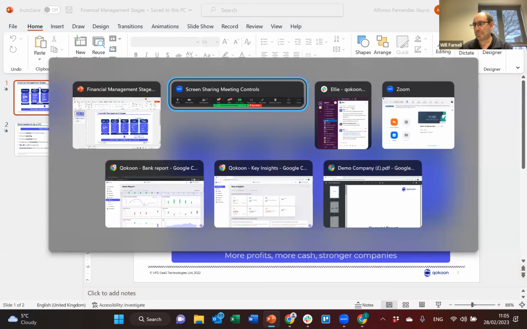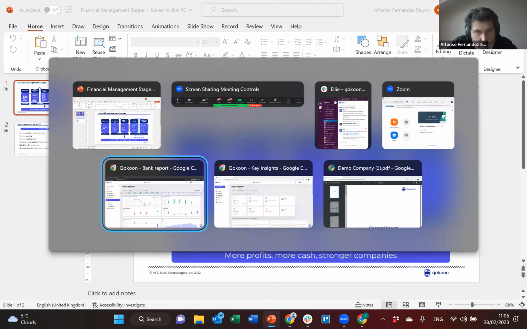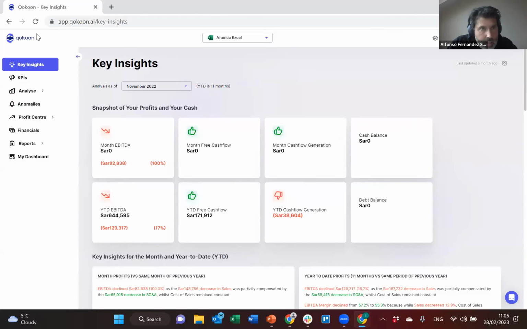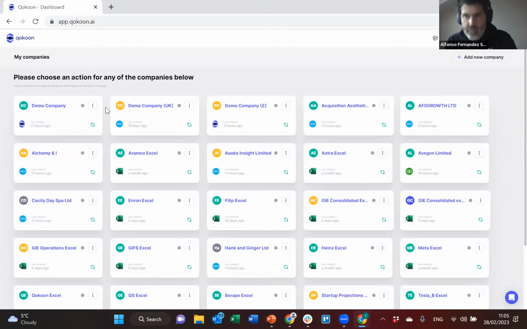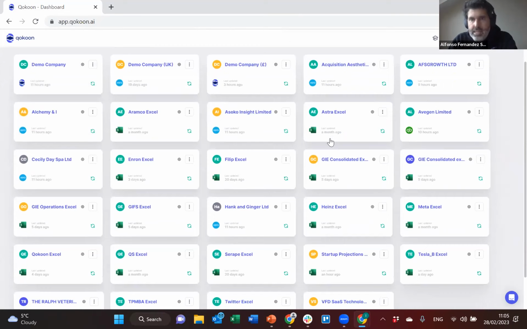Excellent. Let me very quickly go to Qokoon. And I'm just going to go to my, so you can see the screen, right? Yeah, all good. Okay. So I'm going to do the demo with a fake company, which is the demo company. But except these 3 demo companies, all these other companies are real.